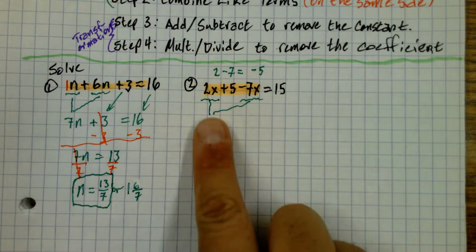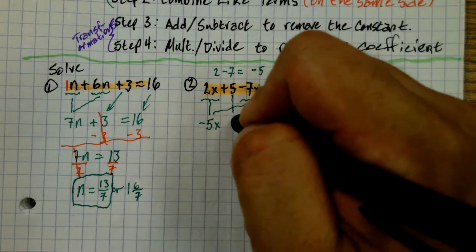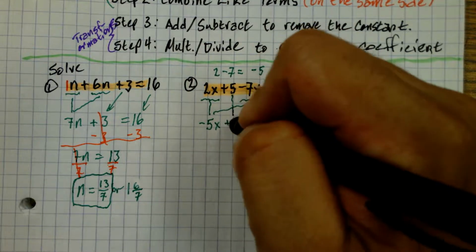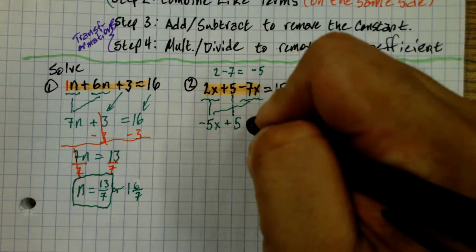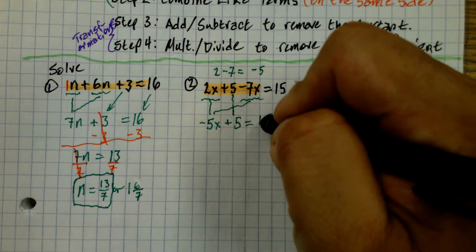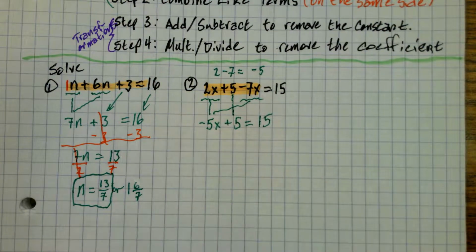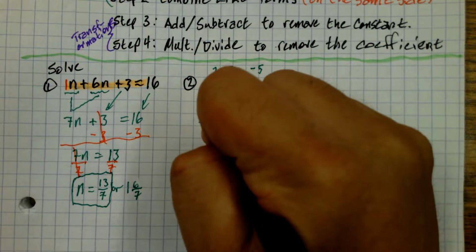Okay? So all I did was combine 2x and negative 7x. I now have negative 5x. Bring down the plus 5. Bring down the equal sign and the 15. Okay? So we combine two things, 2x and negative 7x. And now we have a two-step equation. We can do those. Those are easy.